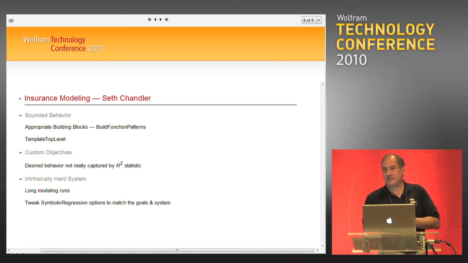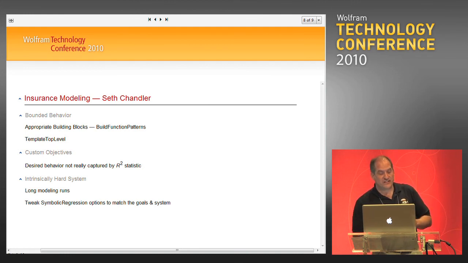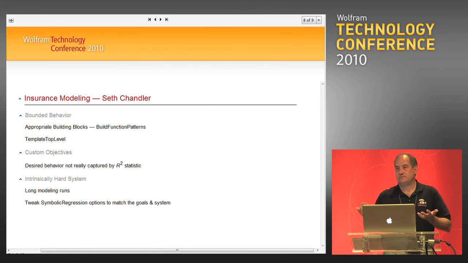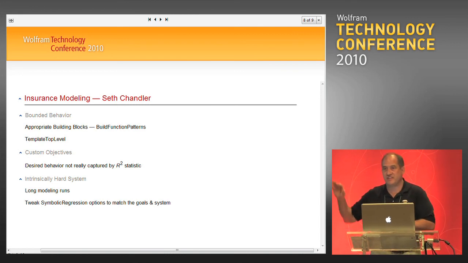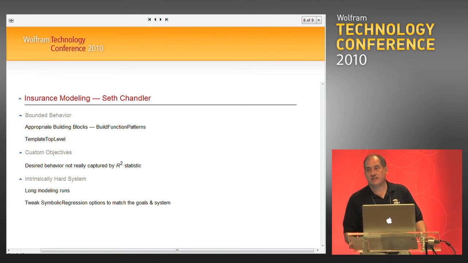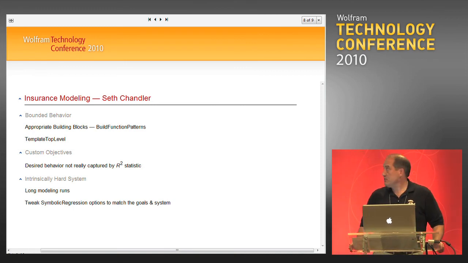In the case of Seth's problem the other day, he really needed to develop a custom objective because the simple R squared metric wasn't enough. So the summary is he had to go in and tweak the thing. Instead of 10 seconds to get a model, he had to devote hours to doing it. And I guess I'm going to wrap up.